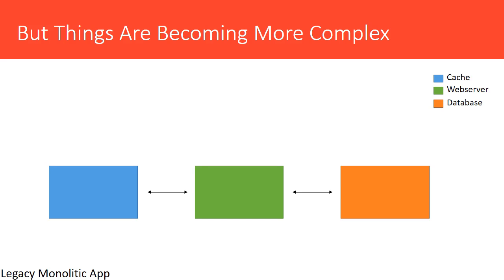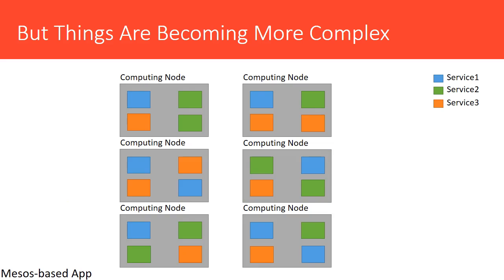This is great, but things are becoming more complex. So this beautiful and very elegant slide is my artistic attempt at showing a monolithic application with 3 components: a cache, a web server, and a database, right? This is how things used to look. Now they are a bit more like this. You have services that can implement many things, like load balancing, computation, whatever, storage. And they are scattered across multiple machines.